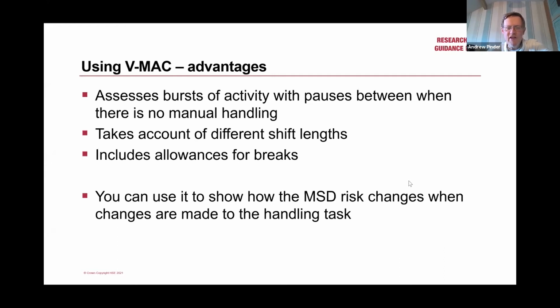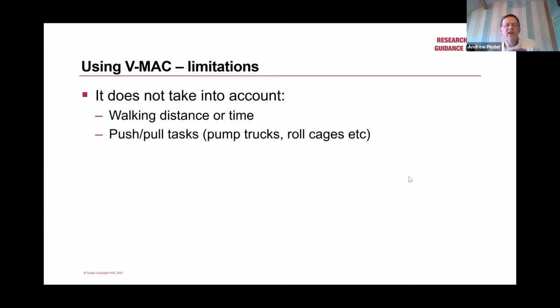So you can ask what if questions. So saying, well, if we get rid of this particular load or whatever, then what does that do to the risk? The limitations are it doesn't take into account the distance or time when people are walking around in your warehouse. Say they've loaded something onto a conveyor or trailer and they're having to walk back to get the next one. It doesn't take account of that factor, and it doesn't take account of the exertion involved in pushing and pulling, so things like pump trucks and roll cages.